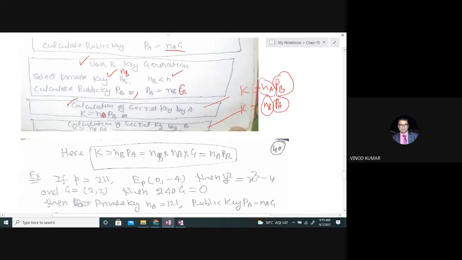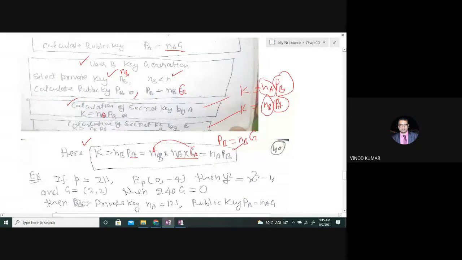The key establishment is nB into PA, and PA equals nA into G, so this equals nB into nA into G. Similarly, nA into PB, where PB equals nB into G, so this equals nA into nB into G. This is the key establishment between Alice and Bob.